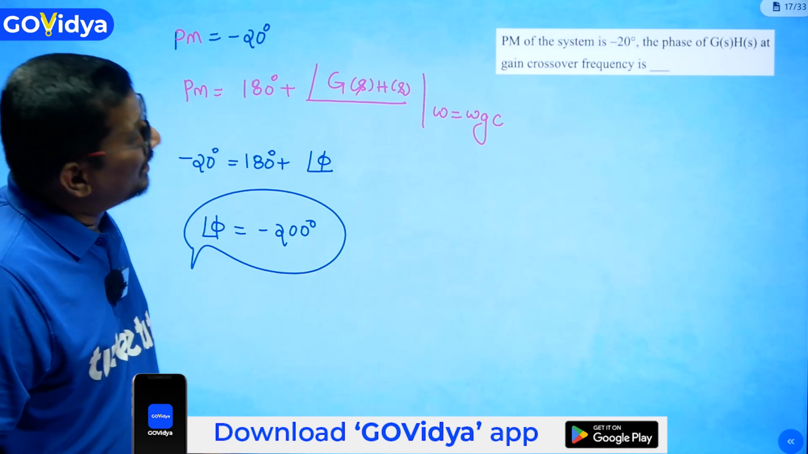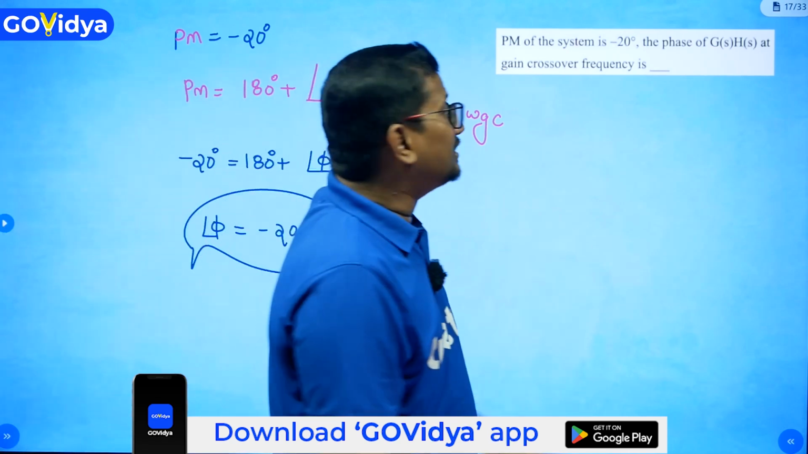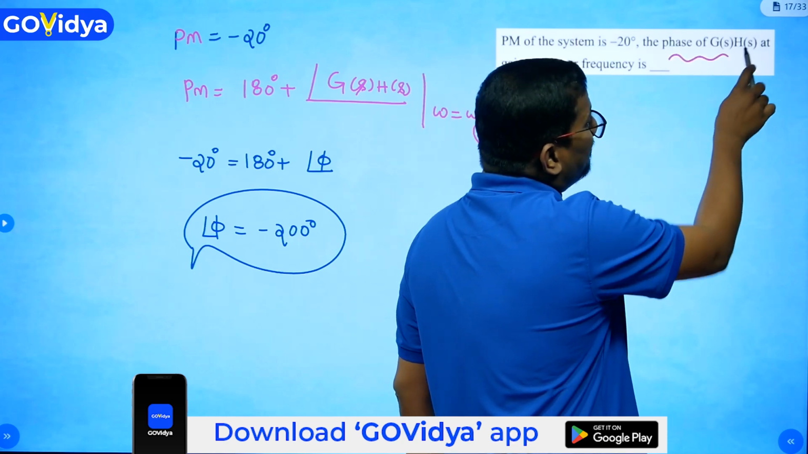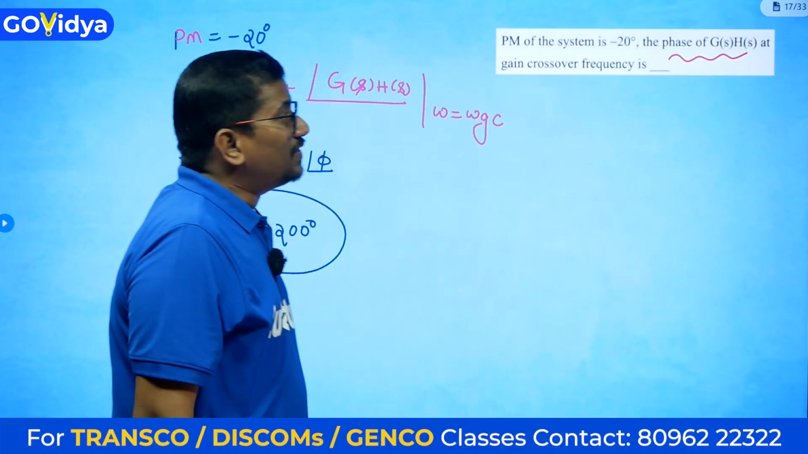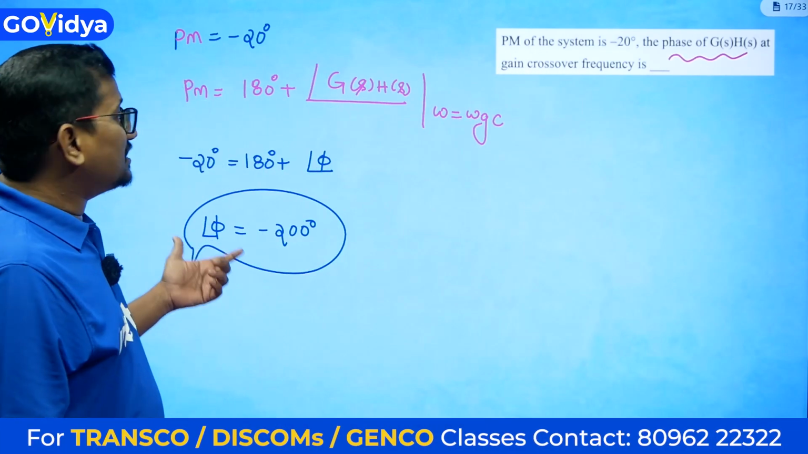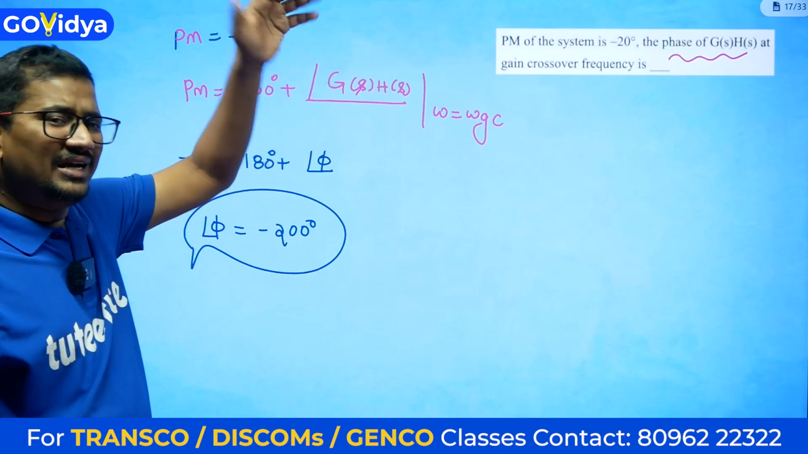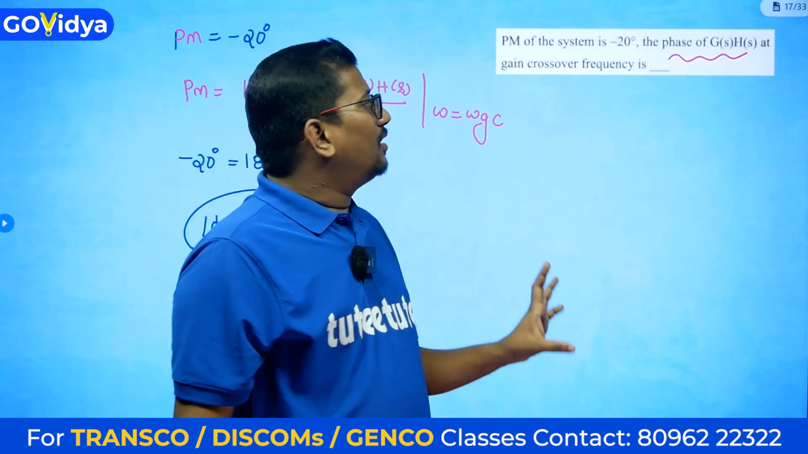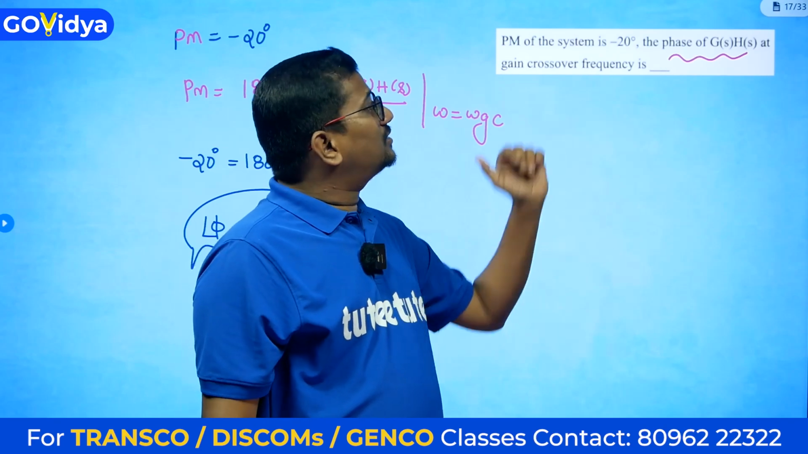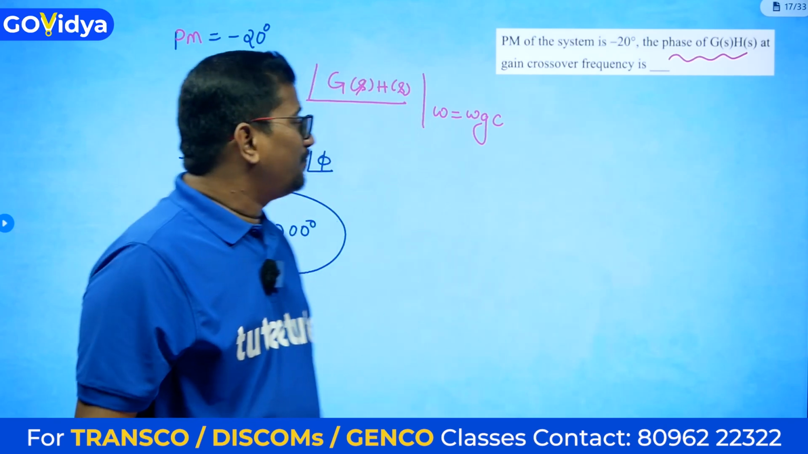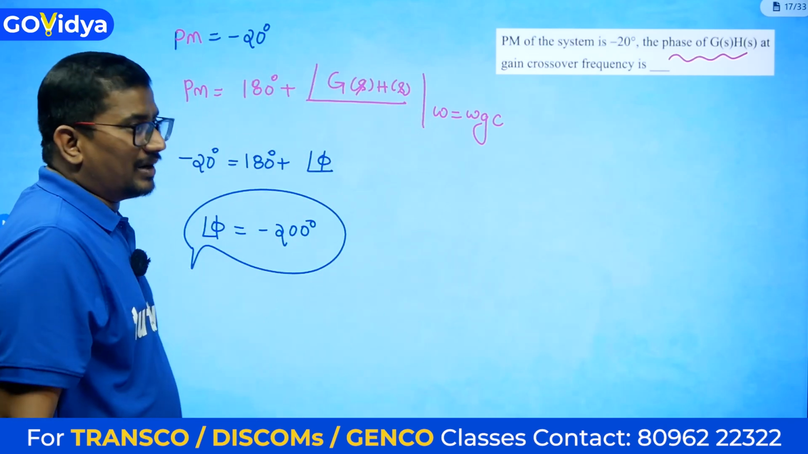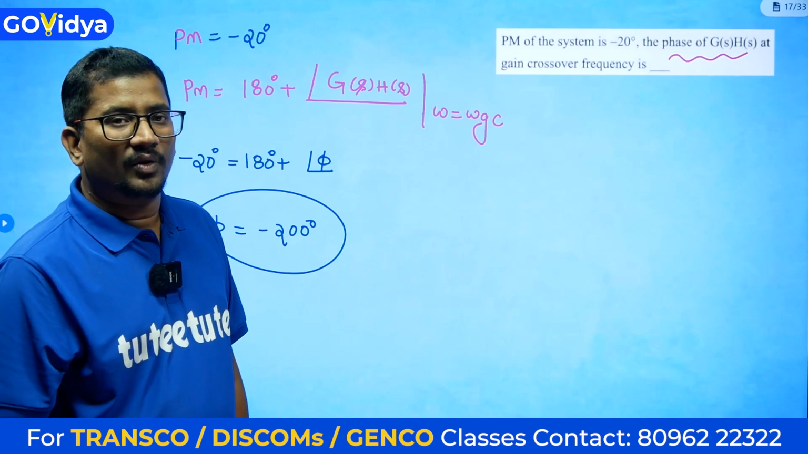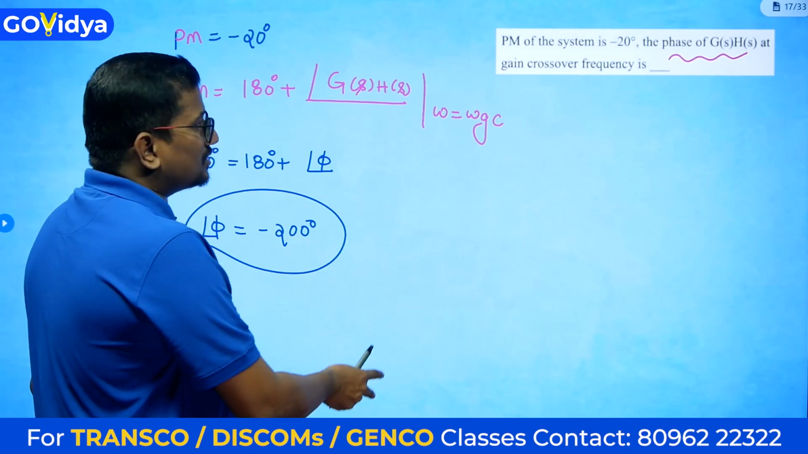Okay? So you already calculated the phase margin, but they are asking for the phase of G(s)H(s) of the given system at the gain crossover frequency, which has some value. At that value we calculate this phase margin. So this is the value you got, minus 200 degrees. Okay? Now let us see the next question.